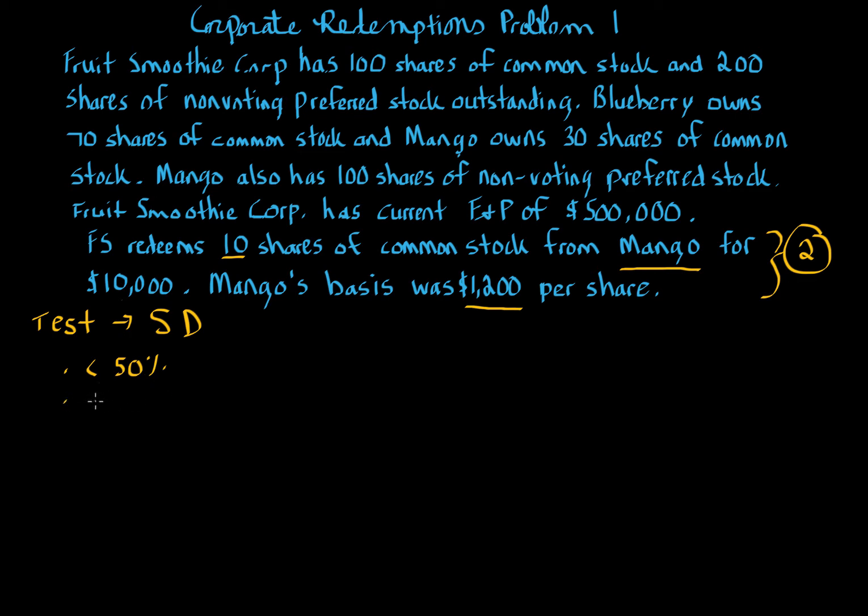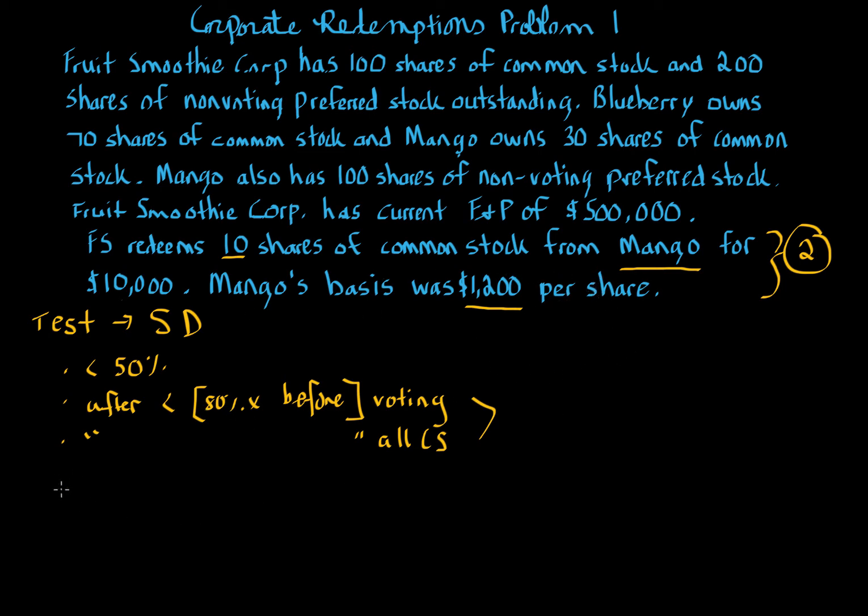We have to have the after percentage less than 80% times the before when it comes to voting. And by the way, the 50% test is a voting test. And then the after percentage is less than 80% of the before of all common stock, which again, these two for this problem are the same because there's no differences. All right, so we're looking at Mango, okay?